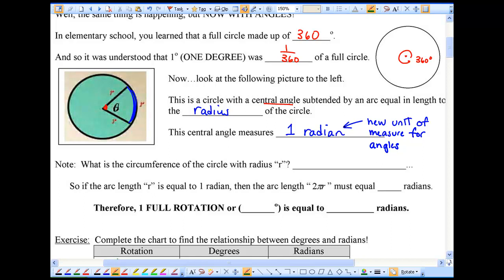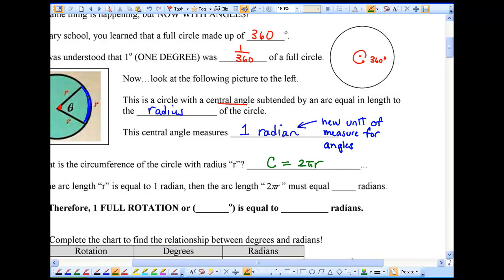It says, what's the circumference of a circle with radius r? Hopefully you remember this. Circumference C is equal to 2 pi r. So if the arc length r is equal to 1 radian, then the arc length of 2 pi r must be equal to how many radians? Now to do this, perhaps setting a proportion might help. So I'm going to set a proportion right here.